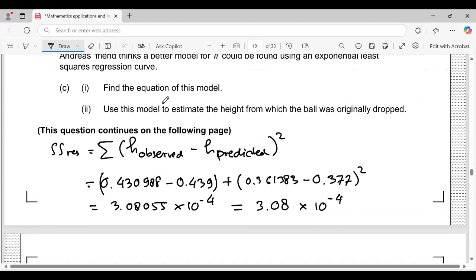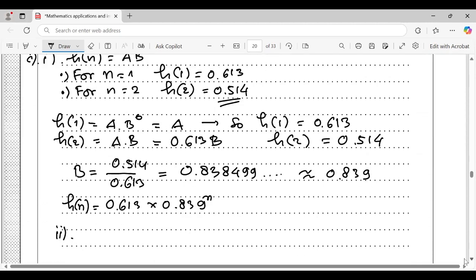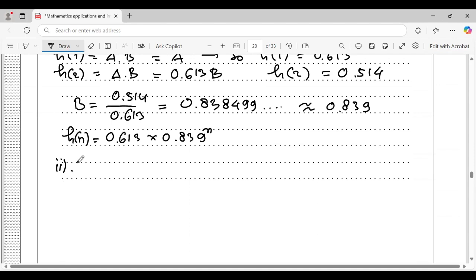Use this model to estimate the height from which the ball was originally dropped. Originally dropped means h1. If n equals 1, it means h1. So h1 equals 0.613 times 0.839 to the power 0. And if you calculate, the result is 0.613.